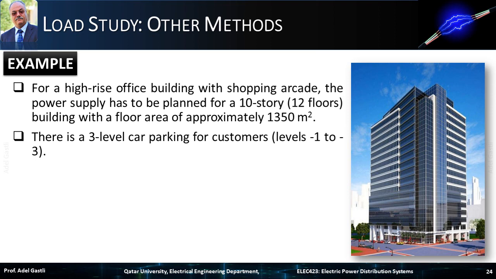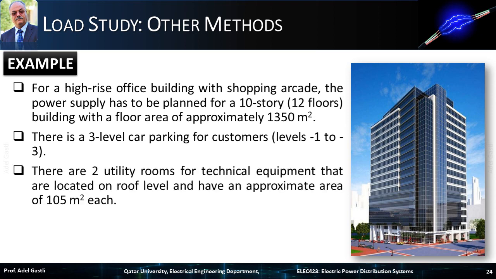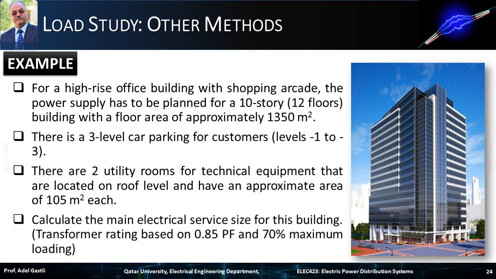There are 2 utility rooms for technical equipment, that are located on roof level, and have an approximate area of 105 square meters each. We want to calculate the main electrical service size for this building, which is the transformer rating based on the same consideration of 0.85 power factor and 70% maximum loading.